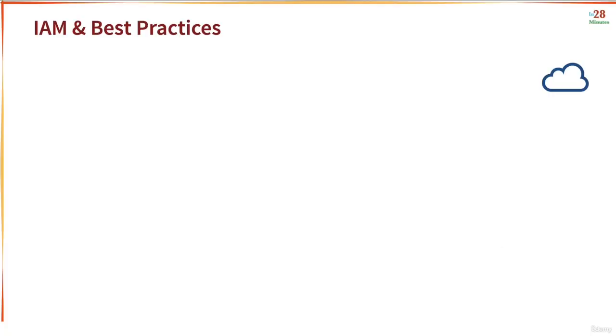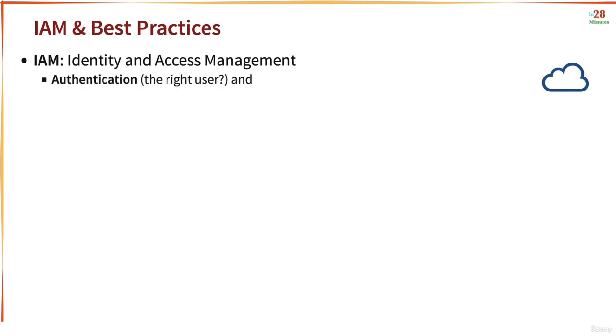In this step, let's talk about IAM and some of the best practices related to IAM. What is IAM? IAM stands for Identity and Access Management. We are creating some powerful resources in AWS, and you need to control access to them. You need to identify the user and you need to control the access to the resources. IAM is responsible for authentication and authorization.